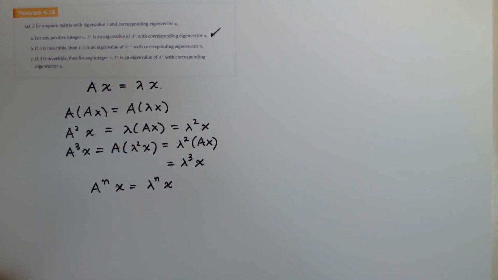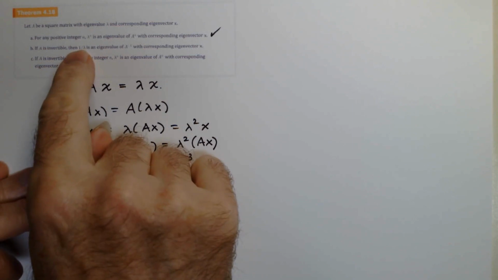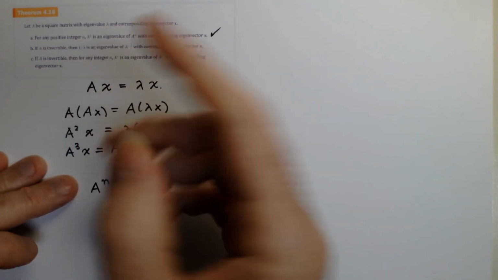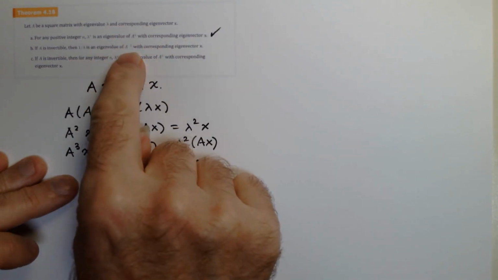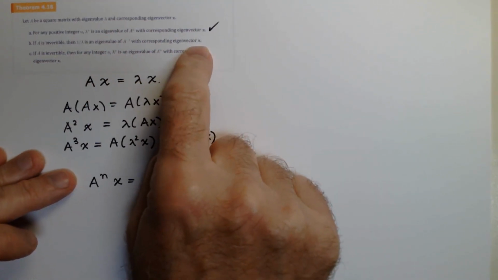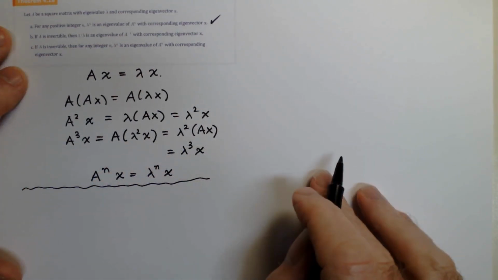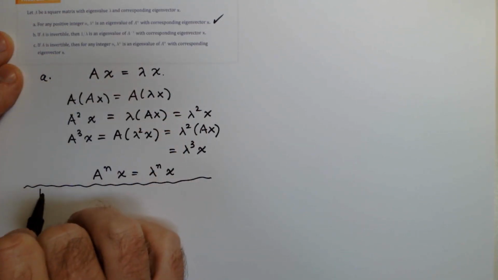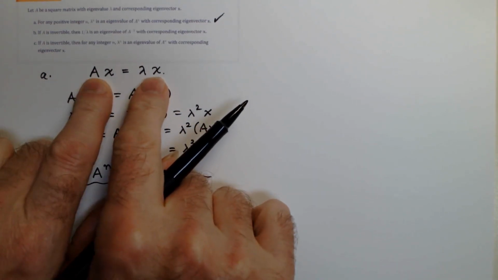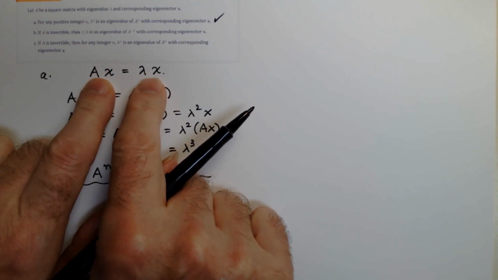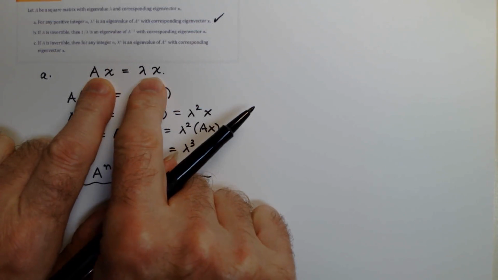Now, part B asks us to consider the case where A is invertible and to show that 1 over lambda, lambda to the minus 1 if you will, is an eigenvalue of A to the minus 1, the inverse of A, with corresponding eigenvector x. And so let's take a look at that relationship. Now, let's call this part A. We're in part B now. We're going to begin again with this relationship, Ax equals lambda times x. And what we're going to do is multiply both sides of this relationship by the inverse matrix A inverse.